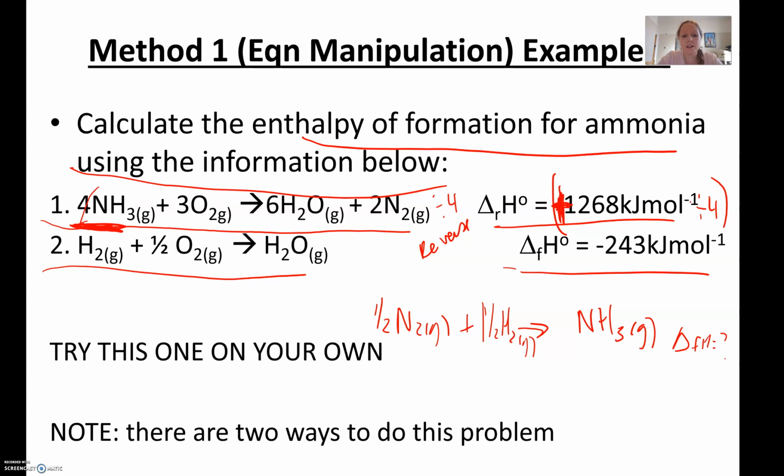In the second equation, you need 1.5 H2, and so I'm going to times this one by 1.5. So that means that's going to be times by 1.5. Let's go through to the next slide.